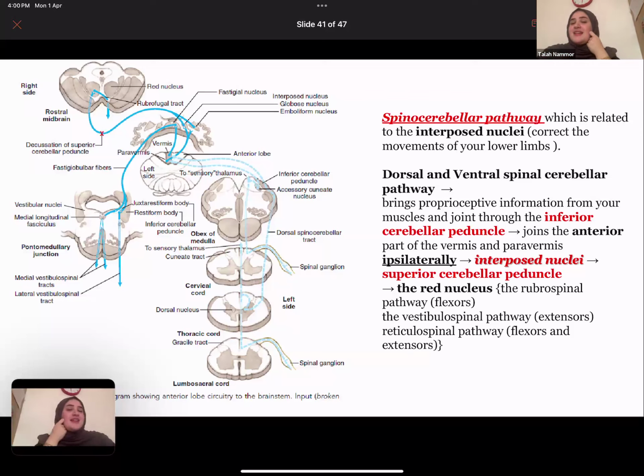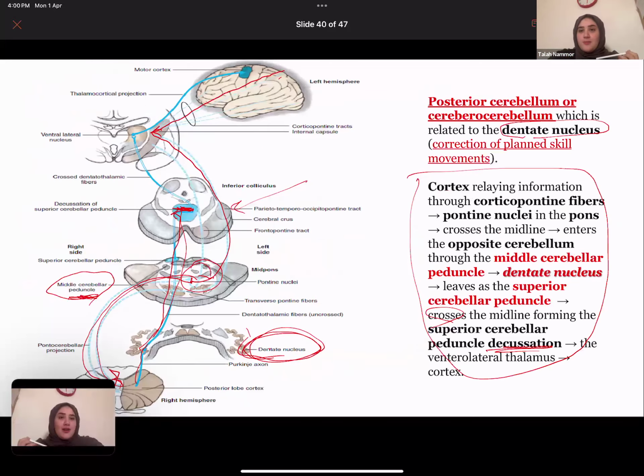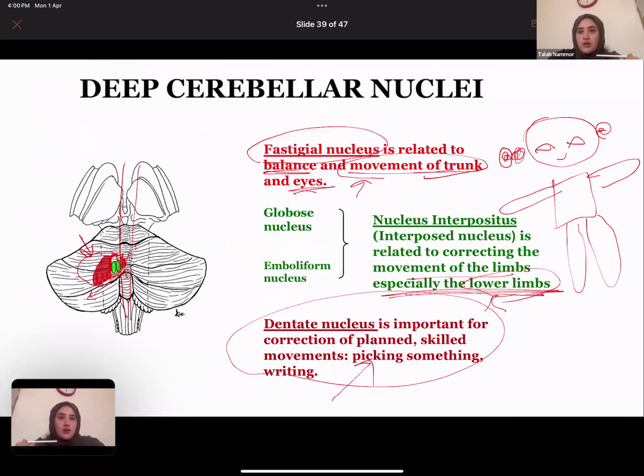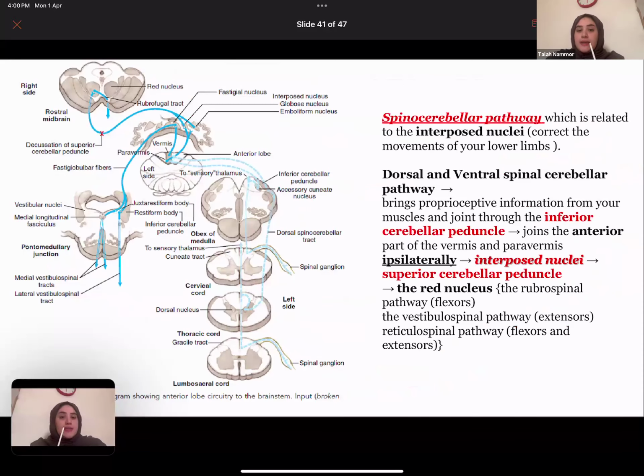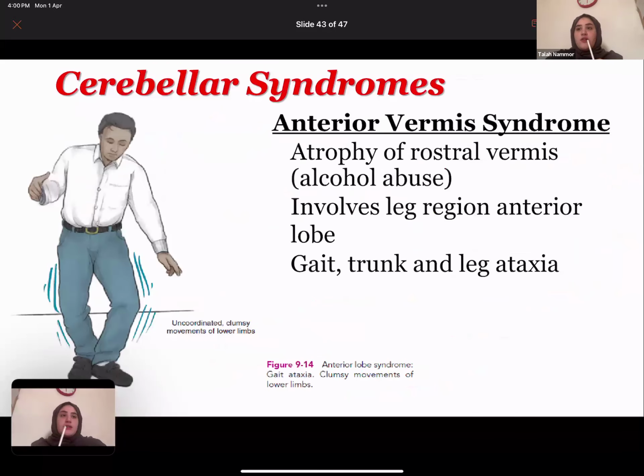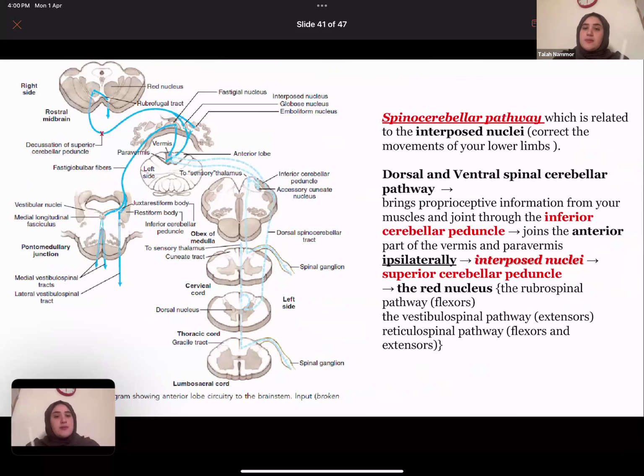You're welcome. Now we're going to the spinocerebellar pathway. If you remember, spinocerebellar is in the vermis. It has the interposed nuclei. Remember the position of the interposed nuclei. Basically, it has to do with the coordination of our movement in the lower limb specifically.